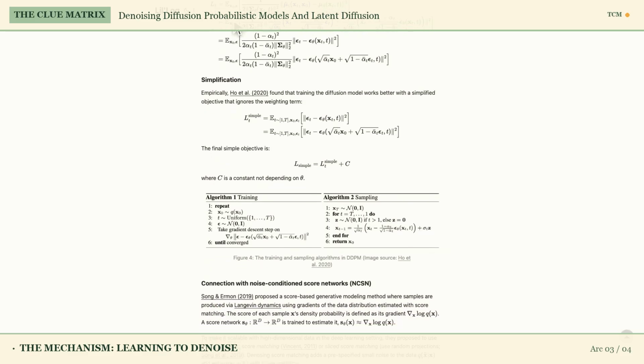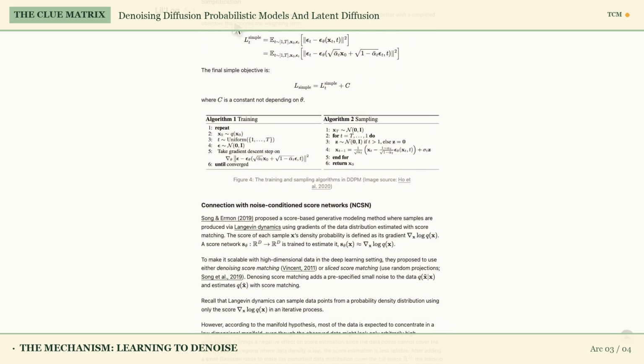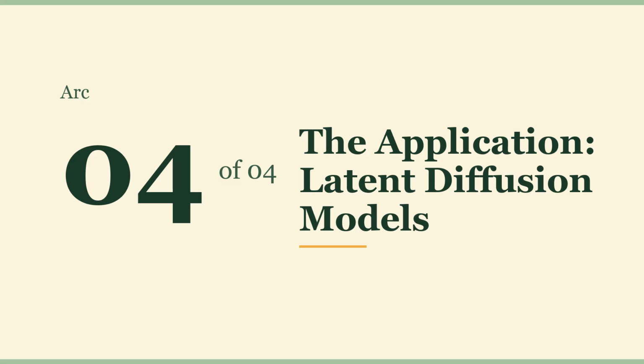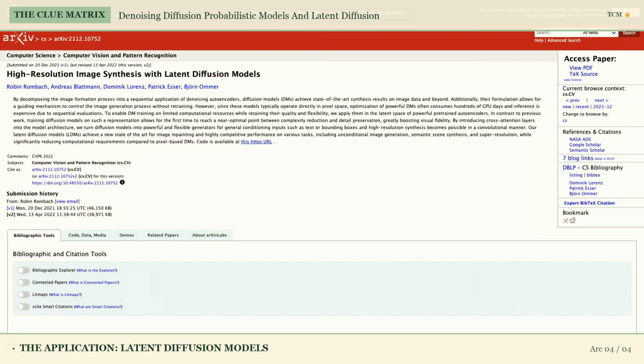They did! DDPMs generate high-quality images, but they have a limitation that next-generation models like latent diffusion models address. Let's see how. The main challenge with original diffusion models is that they typically operate directly in pixel space. This means optimization of powerful DMs often consumes hundreds of GPU days. Hundreds of GPU days just to train a model? That's an enormous computational cost, making high-resolution generation practically impossible for most.